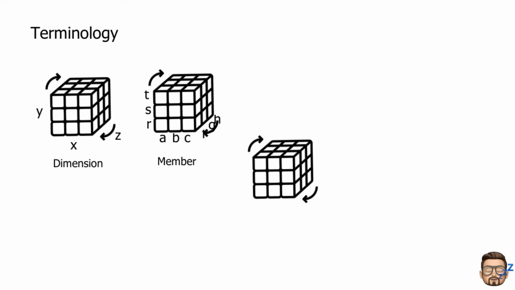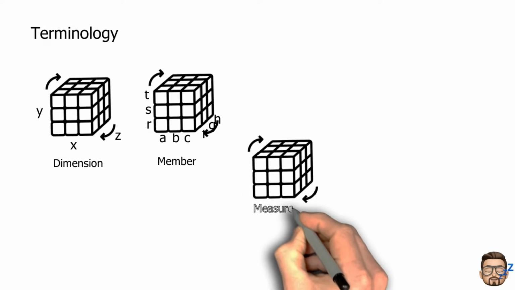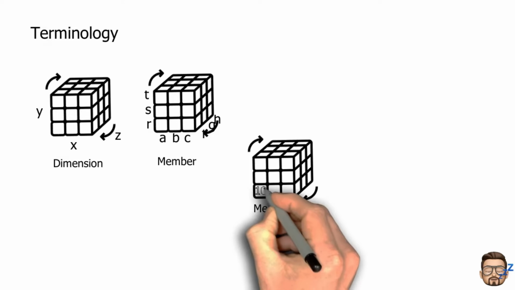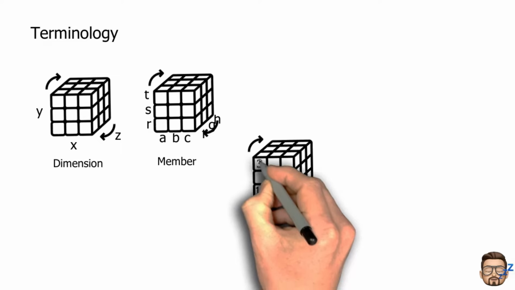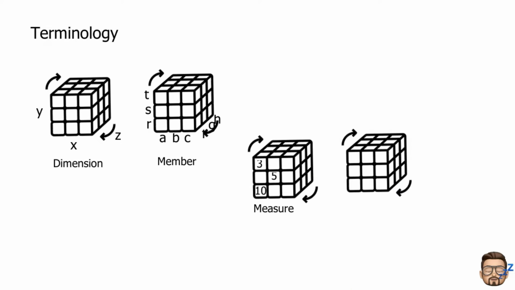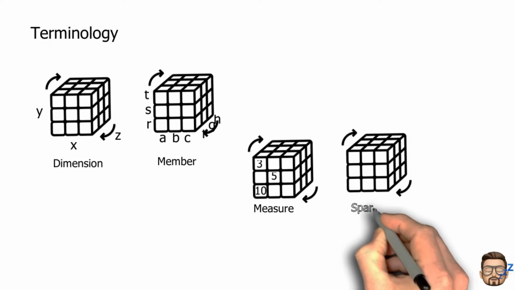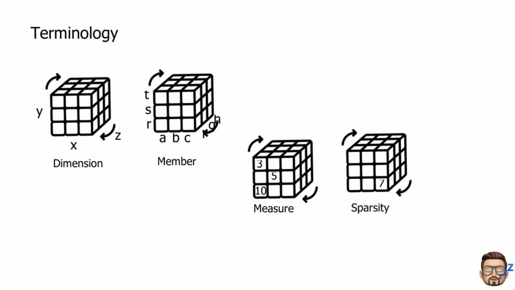Each cell in the data cube is filled by data which we call a fact or measure. A measure is quantitative data stored in a cell. If the dimensions chosen have weak relationships, there will be a lot of empty cells in the data cube, which we call sparsity.